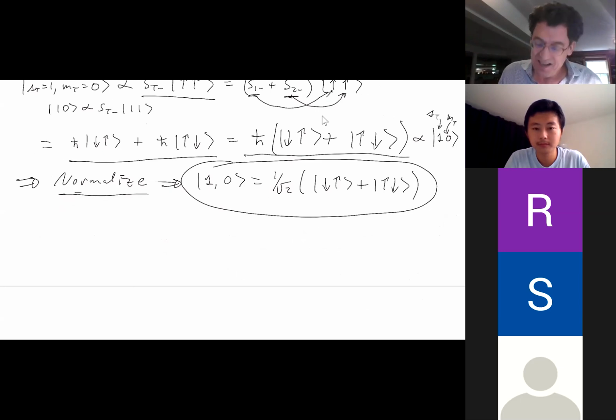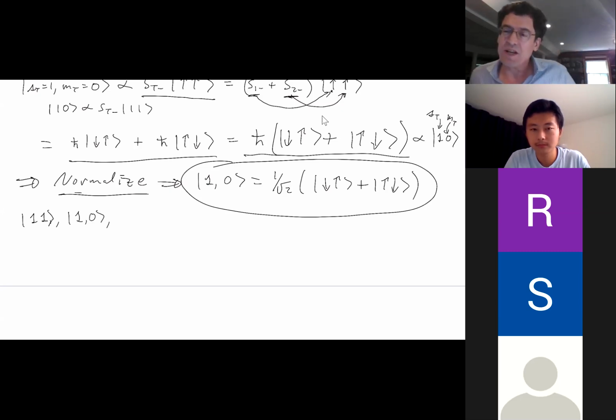So what we have now is 1, 1, and we've constructed 1, 0. And what's the next one that we can construct?